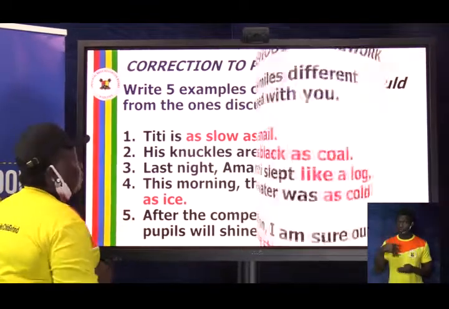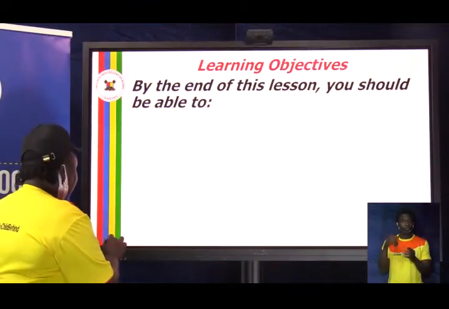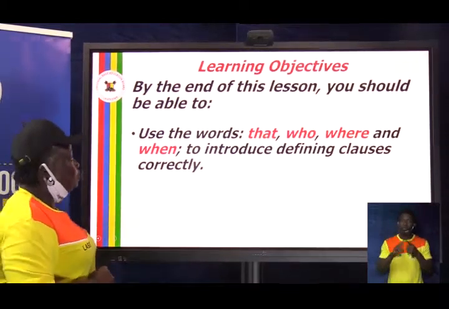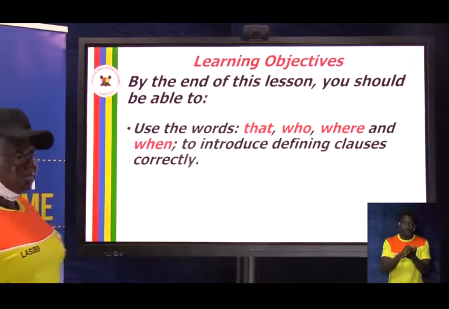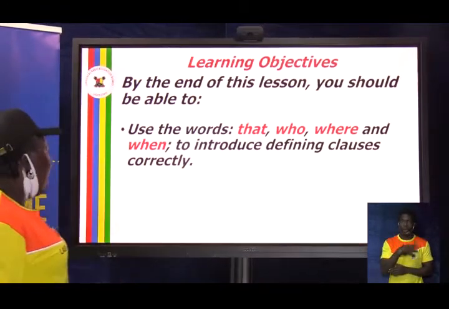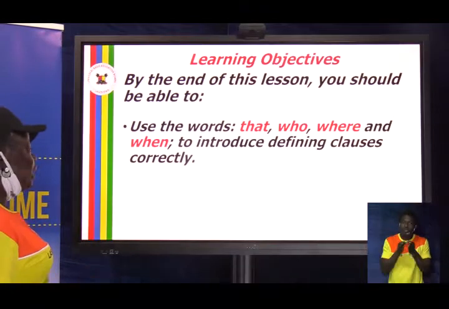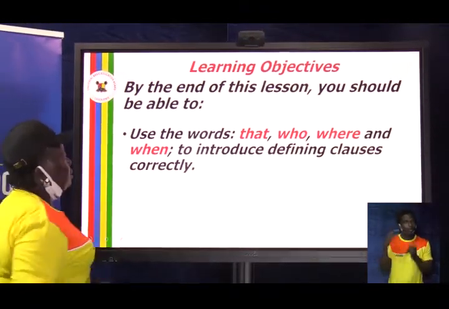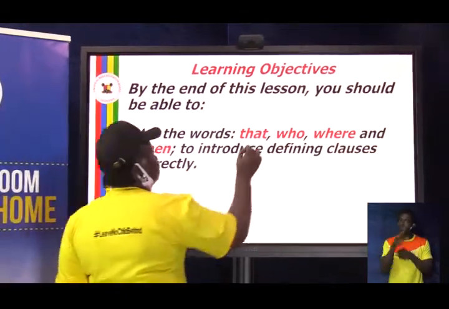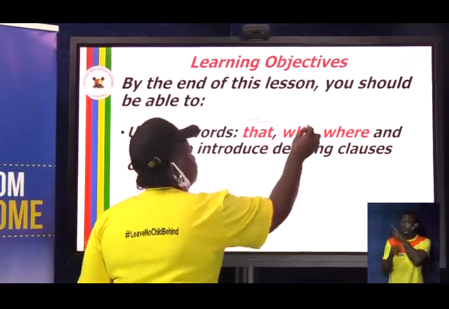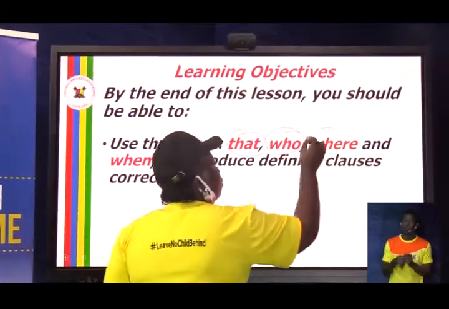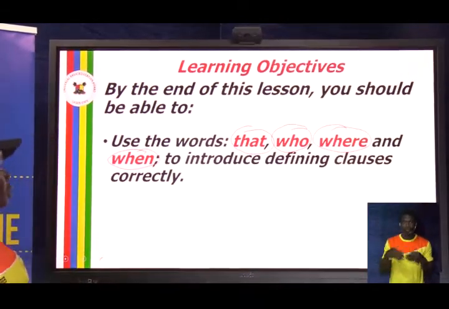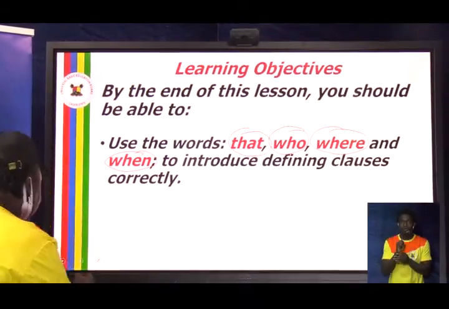Now to the learning objective for this lesson. By the end of this lesson, you should be able to use the words that, who, where, and when to introduce defining clauses correctly. I want to take it again. At the end of the lesson, you should be able to use these words, that, who, where, and when. To do what? To introduce defining clauses correctly.